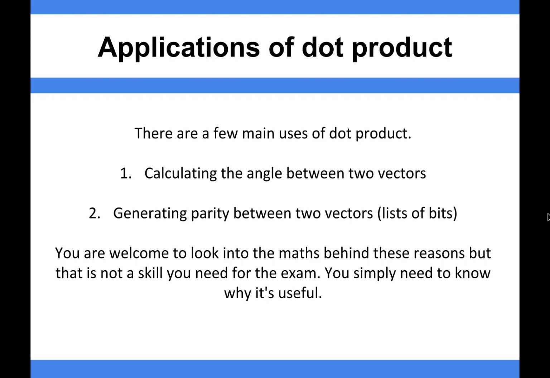Okay, so we need to look at our applications of dot product, so where you might see it, where you might use it. So there are a few main uses of dot product. One is calculating the angle between two vectors, and number two is generating parity between two vectors, so lists of bits.